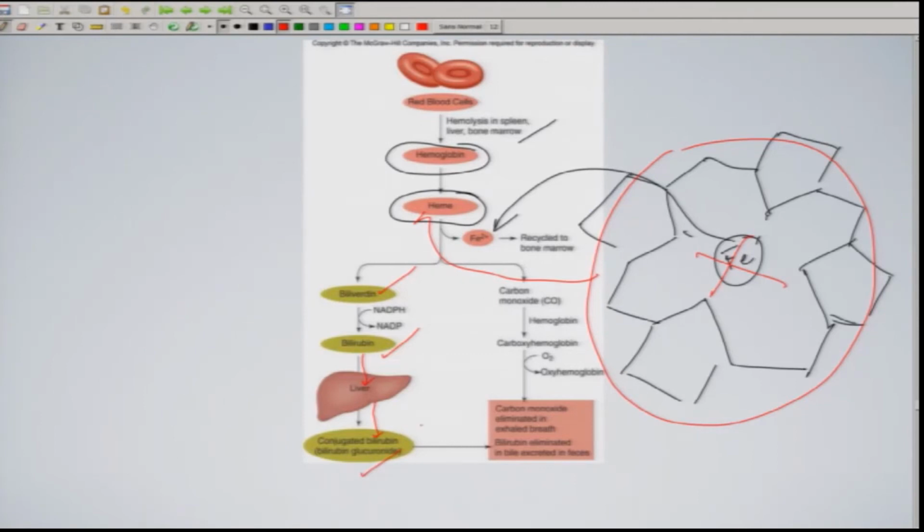bilirubin. Whereas, on the other hand, there is a formation of carbon monoxide in case of carboxyhemoglobin, where this is another reaction where carbon monoxide reacts with the heme moiety.